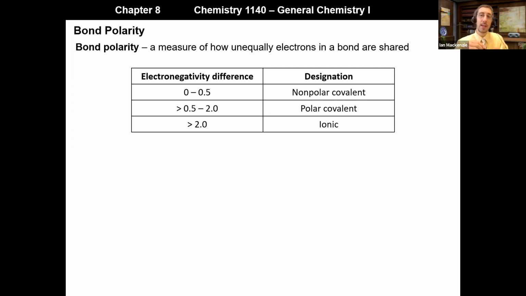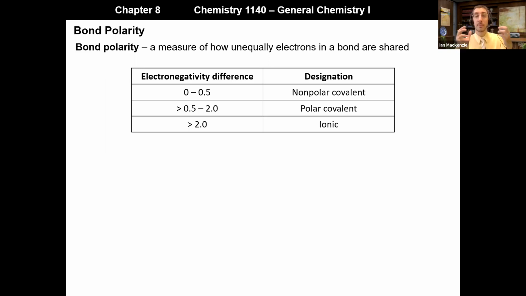Now, if the difference is large, between 0.5 and 2, we would refer to that as being a polar covalent bond. Polar simply means there is a decent size, a large dipole moment, the electrons are unequally shared, but it's a covalent bond. They are shared, but pretty unequally. So I'm going to have a sizable partial negative charge on one element, and a sizable partial positive charge on the other.